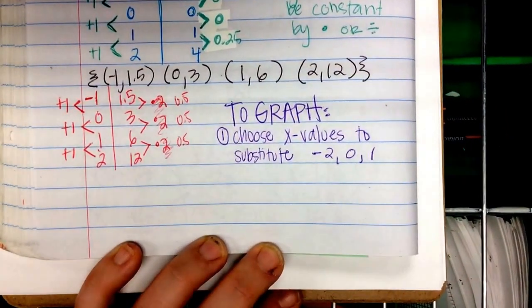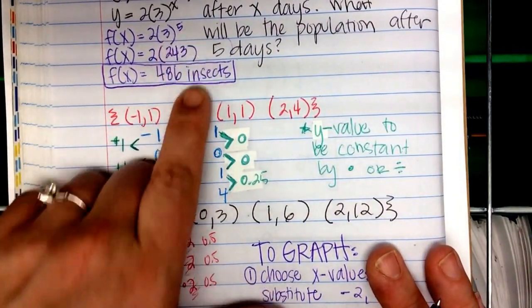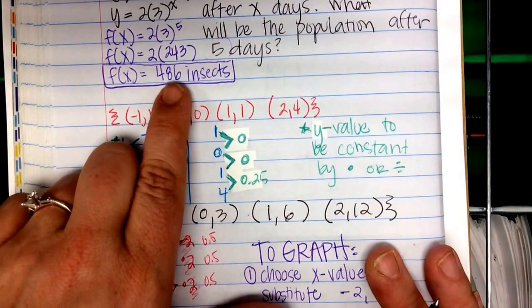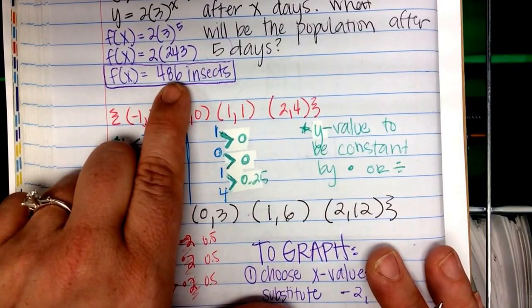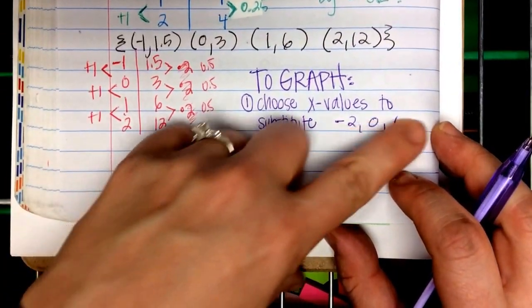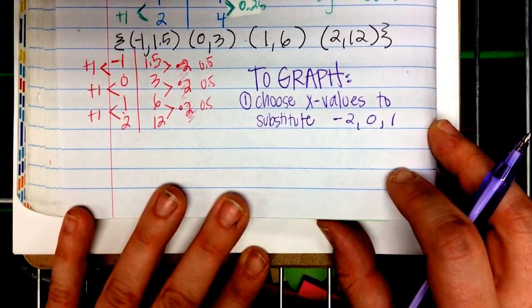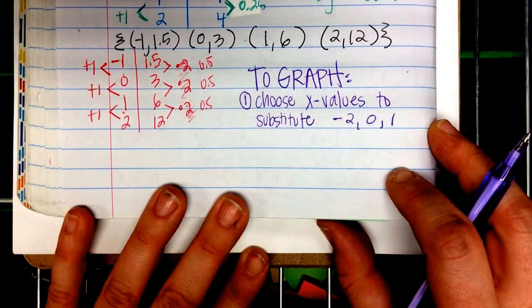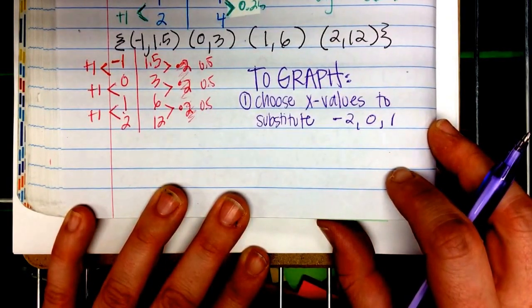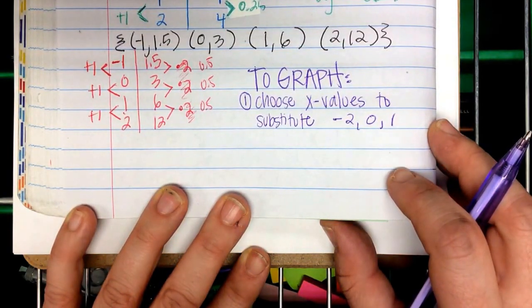Don't pick 7, because you're picking the number that goes in for the exponent. And you saw what happened when we picked 5, we got to 486. Right? You don't want to pick numbers outside of this range very often. This is no longer going to be a parabola. It's a different type of graph.